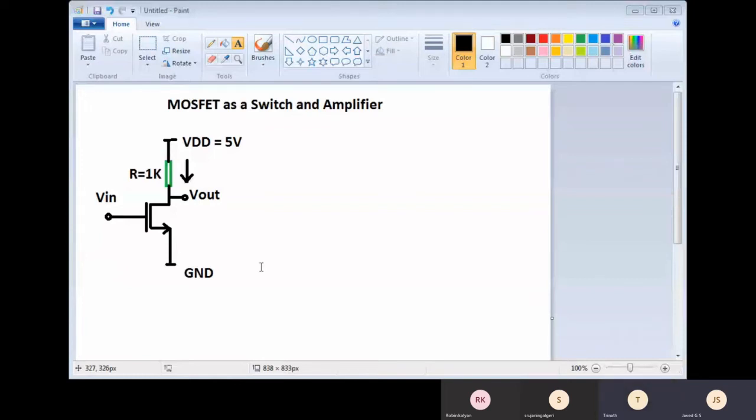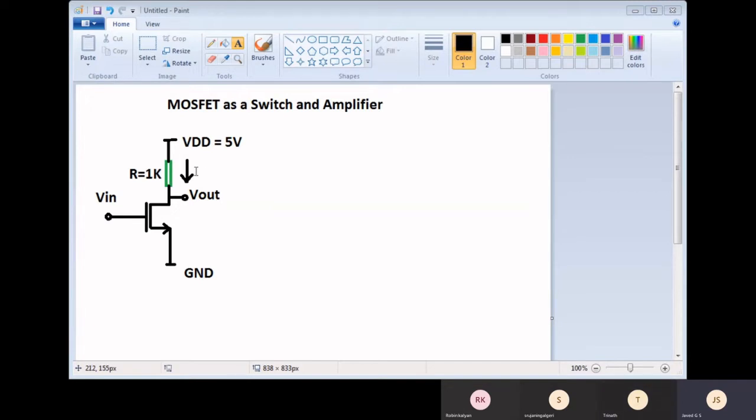We will see what the characteristics of the MOSFET are as a switch and as an amplifier. Here you see the screen, on your screen what is visible. This is the circuit that we are going to use for this lecture. Now I want you to identify the role or function of this MOSFET in this current bias condition.